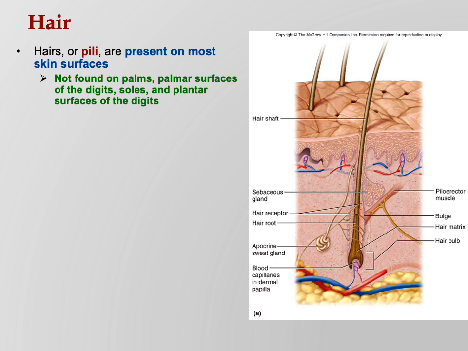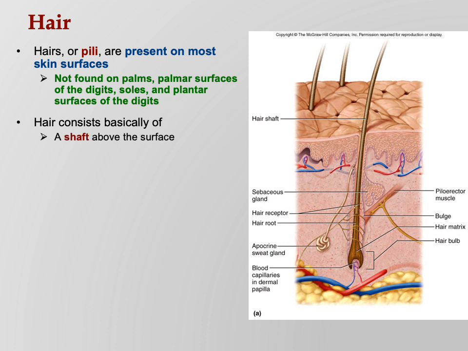Hair is, by the way, not found on the palms, palmar surfaces of the digits, soles, and plantar surfaces of the digits. That's because you normally grip with those surfaces, and hairs would make it not as grippable. So that's why you don't normally find hairs on those places.